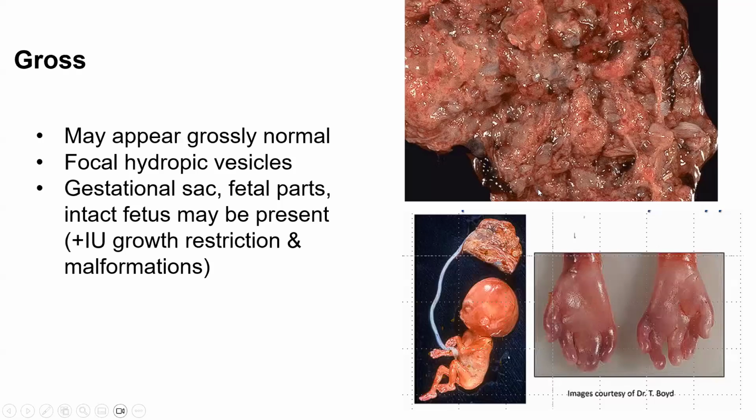Grossly, we will see this picture of hydropic vesicles, definitely less than those we have seen with the complete mole. Again, if we are lucky, we can see part of the gestational sac or fetal membranes, or even maybe a fetus with intrauterine growth restriction and retardation and malformation, the most common of which is syndactyly, as you can see in this picture.